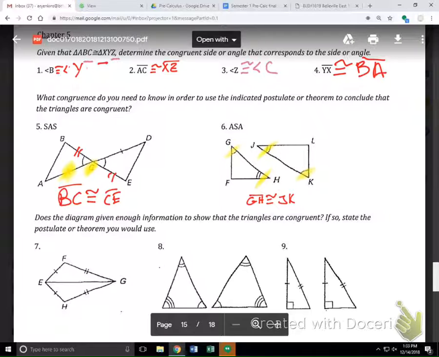Is there enough information? So the first one, is there enough information? Which postulate would we use? We have two congruent sides that are drawn on there. Do we have enough information to prove it by side, side, side, side, angle, side, angle, side, angle? We can use side, side, side, and how'd you know that? You know, because EG is congruent to EG by reflexive property.